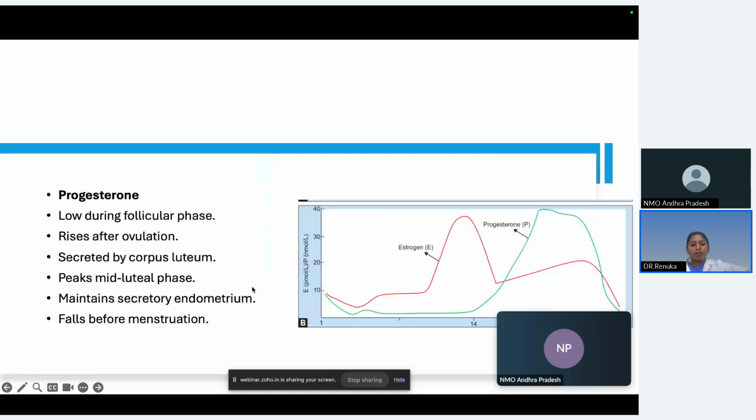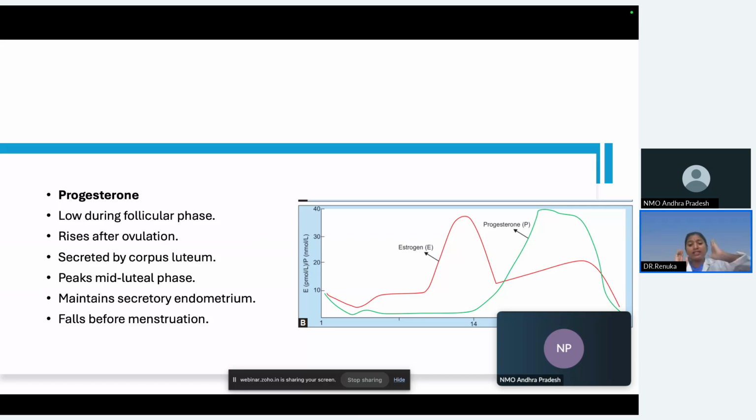Next, what happens to the progesterone? Throughout the follicular phase, progesterone is very low. Immediately after the ovulation is finished, the progesterone rises. And then just before bleeding, just after completion of the luteal phase, progesterone drops down. When is estrogen at peak? During the ovulation. When is progesterone at peak? Immediately after the ovulation. Okay, two points.